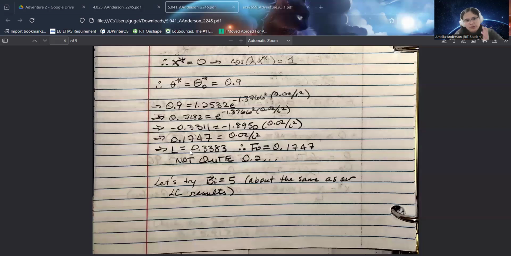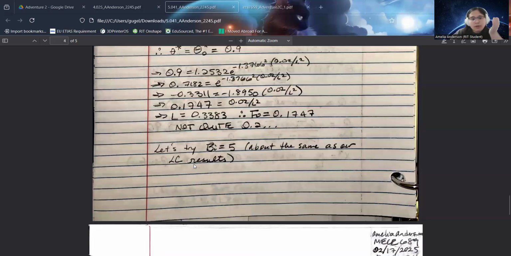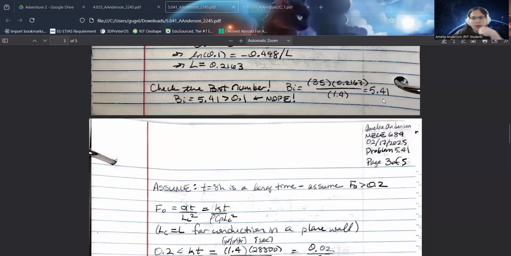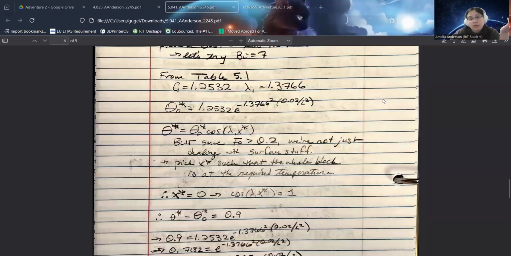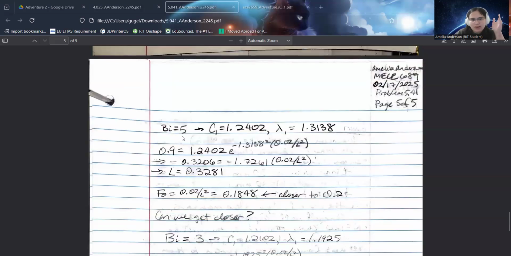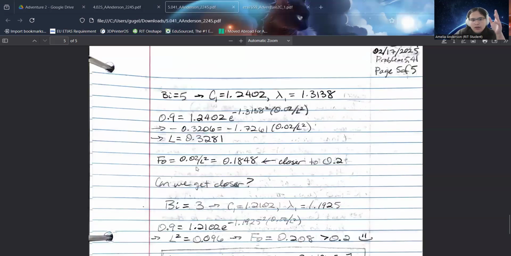That's not quite 0.2, so we've got to try again. This is kind of an iterative process, much easier if you have a computer. If you're doing it by hand, it's an iterative process. So if we do a Bi number of 5, which is about the same as the results we got earlier from our lumped capacitance, about 5, let's try that. Maybe it'll be closer. So again, go to the table, get your constants, do the math. Should be pretty easy. We end up with a Fourier number of 0.185, which is closer.